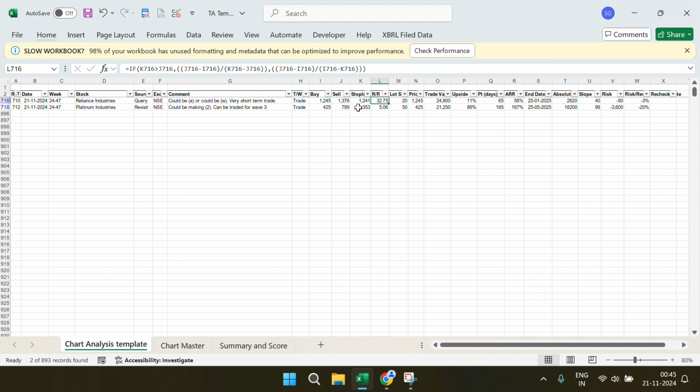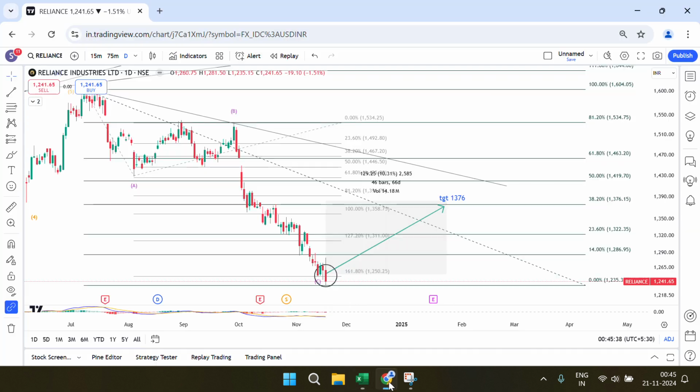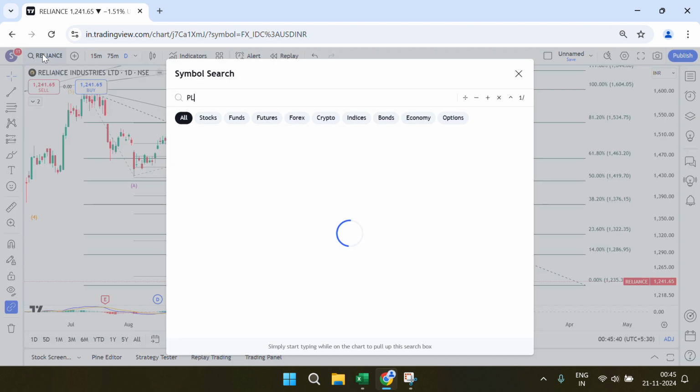which means the risk reward is 32, which means that I may earn 2620 if my trade is right and if my target is hit. And if my stop loss is hit, I'm expected to give 80 rupees to market, which is just 3% of what I'm expected to earn. This is one case. Now the second case we'll see of Platinum Industries.